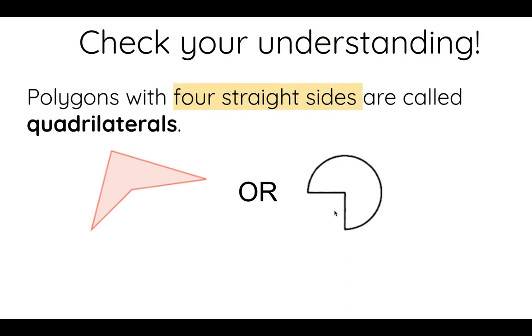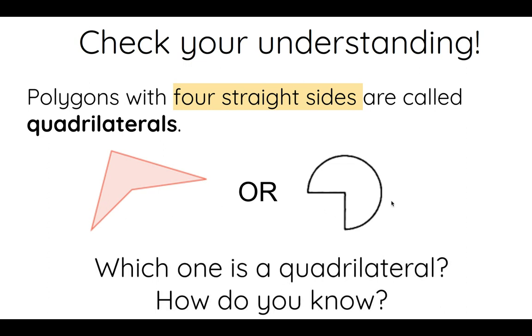If we know that polygons with 4 straight sides are called quadrilaterals, which one of these shapes are a quadrilateral? And how do you know? Good. We know that polygons have to have straight sides. Because this shape here, this is not a straight side, it's a curvy line. Therefore, we know that it is not a polygon. So this shape would be our quadrilateral.